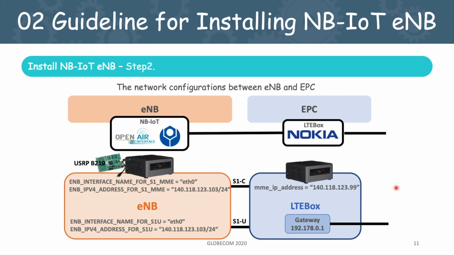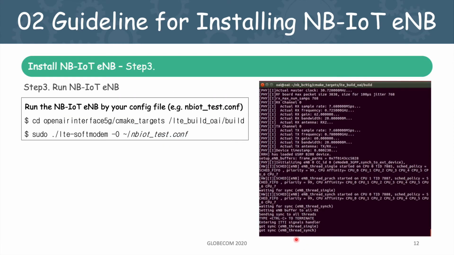This page shows the network connection between our eNB and the core network. After you modify the IP address in your configuration file, you can run the base station with the LTE soft modem and your configuration, and it will show the right figure. When the base station reaches the gut sync, it means the base station is waiting for the UE to connect with it.